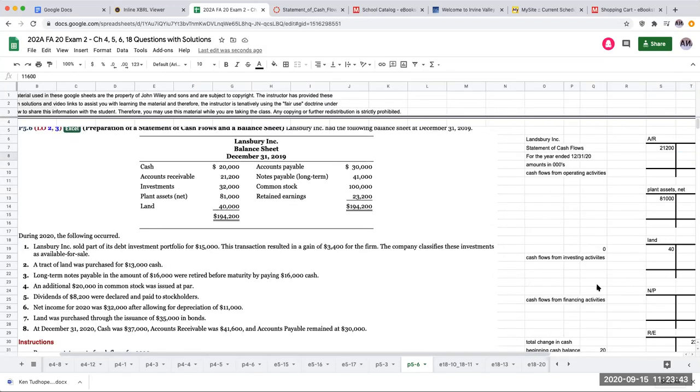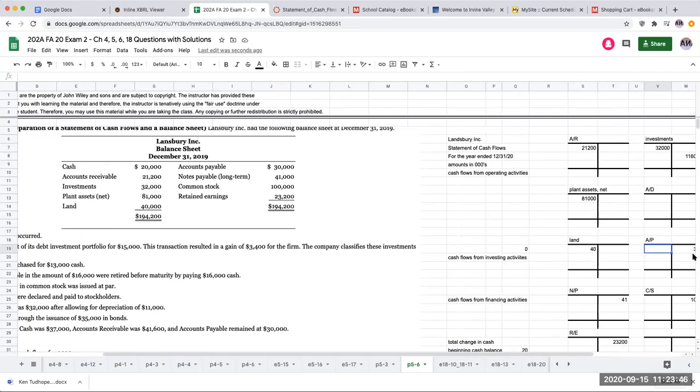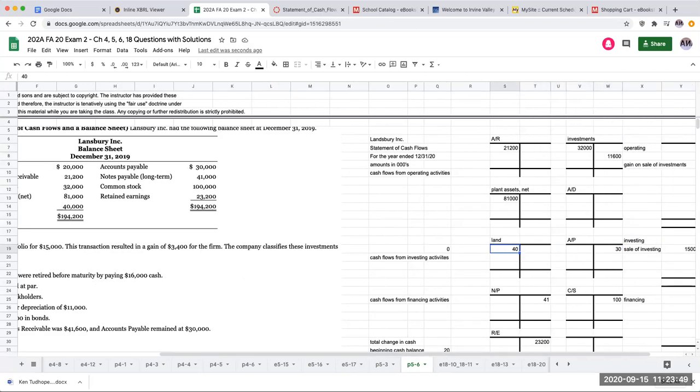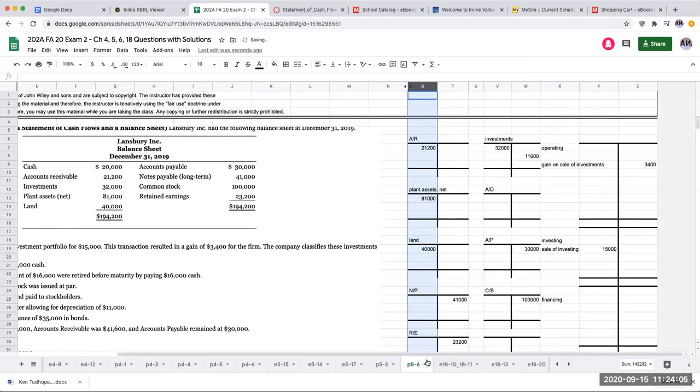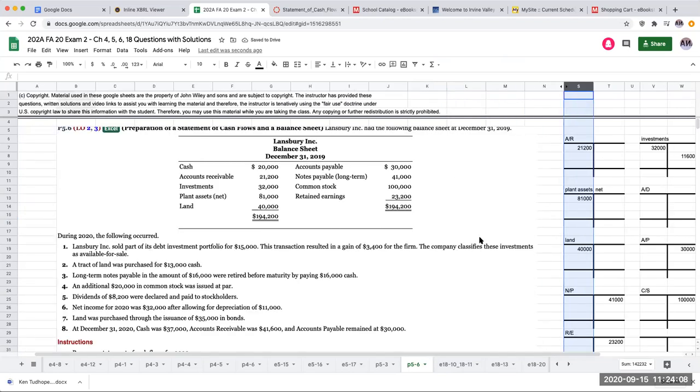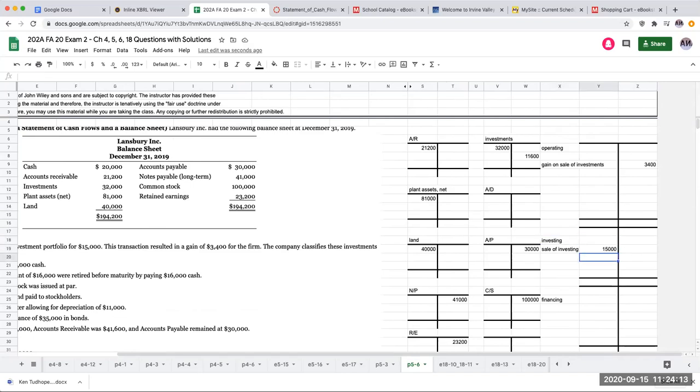A tract of land was purchased for $13,000 cash. So I guess what I need to do here is to make all these in thousands, or else I'll run into trouble. Okay, so I purchased a tract of land here for $13,000 cash. So over here in investing, I'm going to do the opposite to cash, or as a credit.